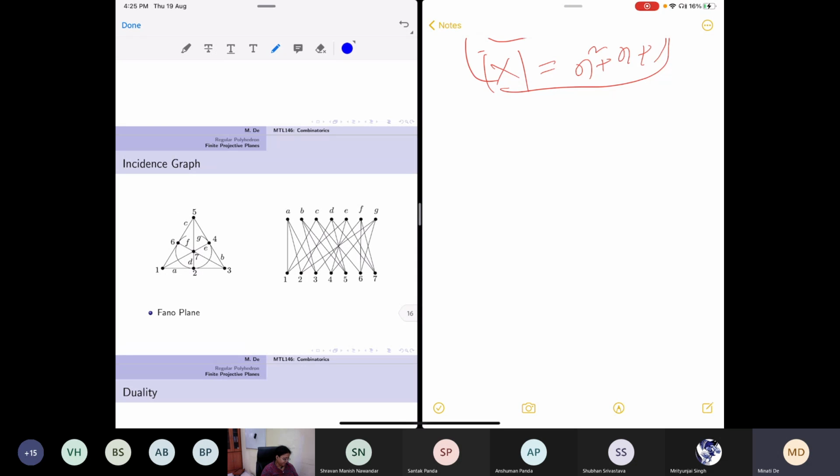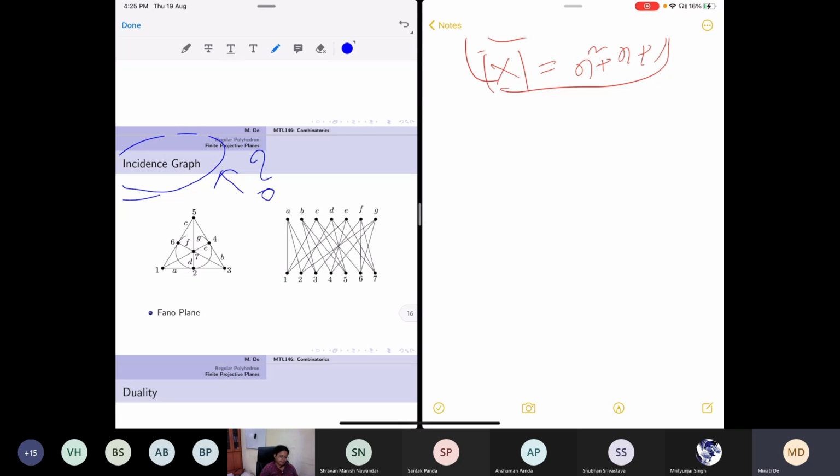Okay, let's see the incidence graph. By the way, do you know what an incidence graph is? Have you seen this term before? No, you did not see it. Okay, no problem. I will explain what an incidence graph is.